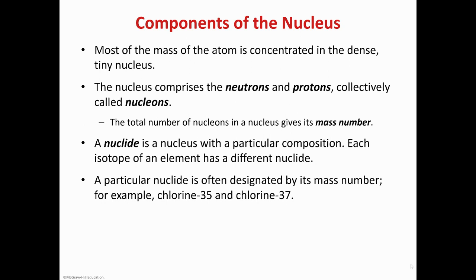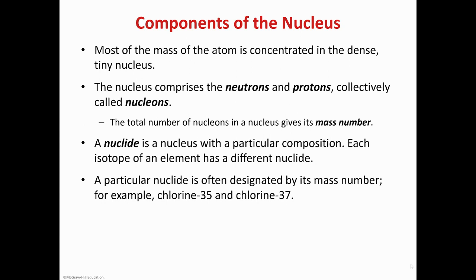We're going back in the past to talk about the nucleus. So, just a reminder that the nucleus is made up of neutrons and protons, and those collectively are called nucleons. So, that gives the nucleus its mass number. And a nuclide is a nucleus with a particular composition. And so you saw this before in Chem 152 when you were talking about isotopes. So, for example, chlorine 35 and chlorine 37.